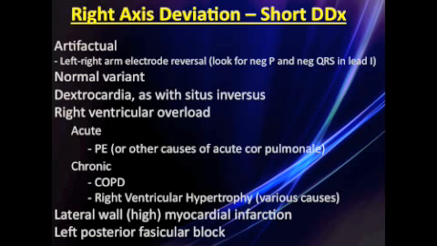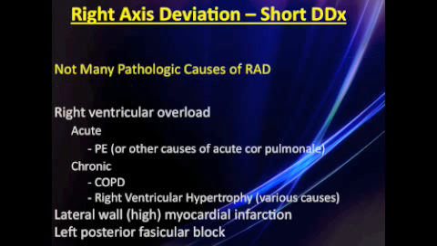So here are the causes of right axis deviation. Again, there's not many. These first few are non-pathologic up until right ventricular overload, which in the acute setting can be caused by pulmonary embolisms, and chronically by COPD, and right ventricular hypertrophy, which has various causes such as valvular regurgitation and pulmonary hypertension. And then finally we have lateral wall myocardial infarctions, usually higher up, and as we already mentioned, left posterior hemiblocks.